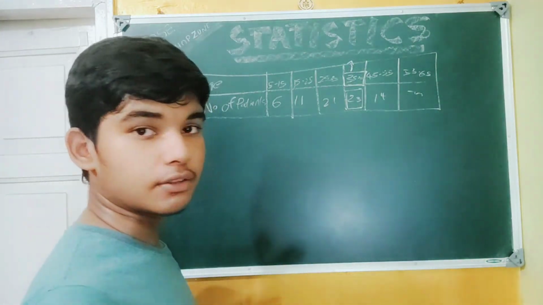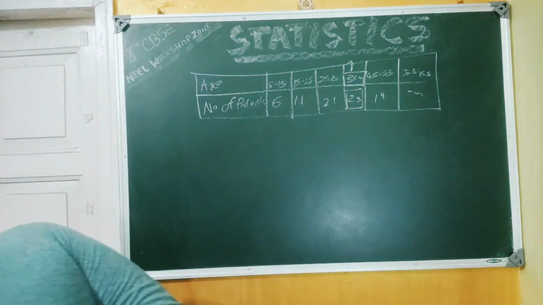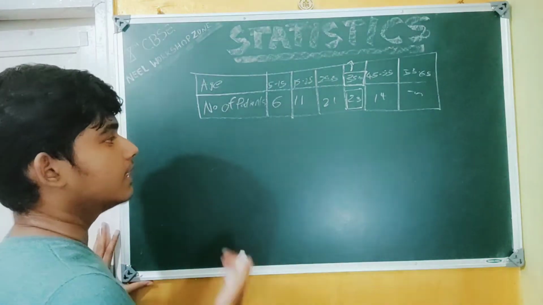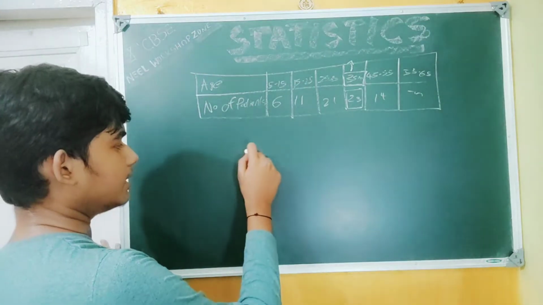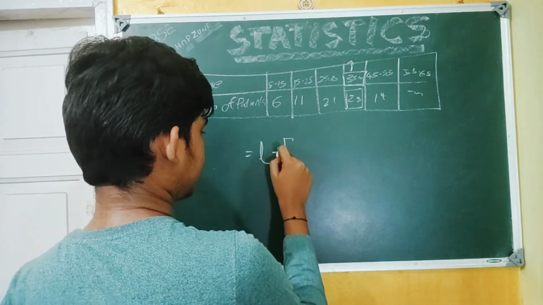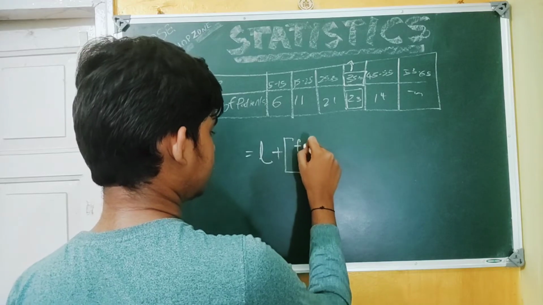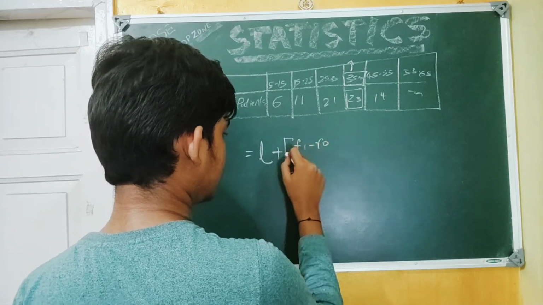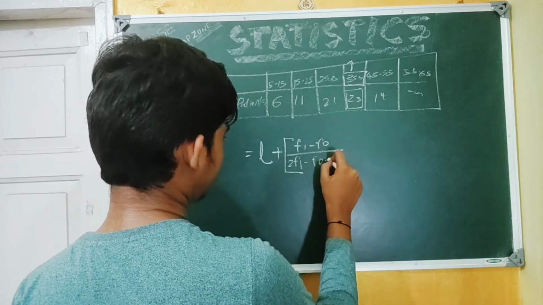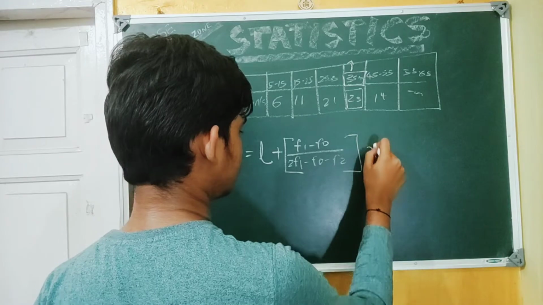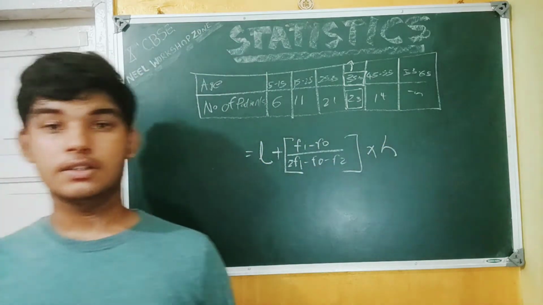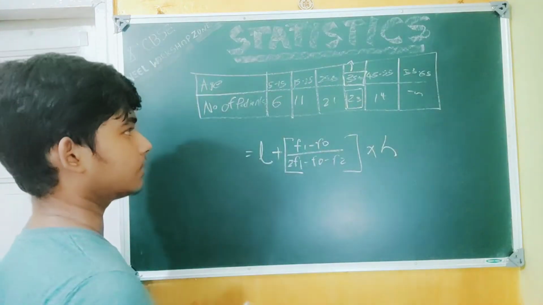So now let's write the formula. Mode is equal to L plus (F1 minus F0) divided by (2 F1 minus F0 minus F2), into H. Now that we have written the formula, let's try to solve it.